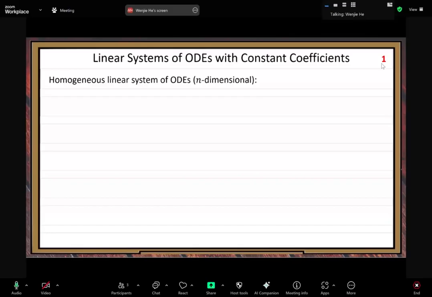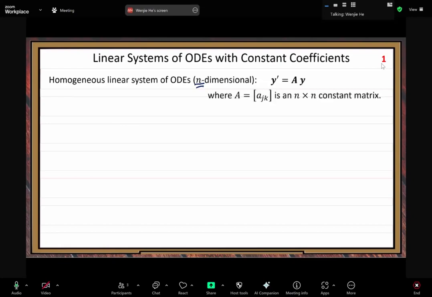Remember the example we used before, with 2 by 2 matrices. Now we want to expand our theory to n by n, the n-dimensional case. We can easily extend it, and the theory is pretty much the same. Y prime equals AY. With this notation, we can represent n by n.